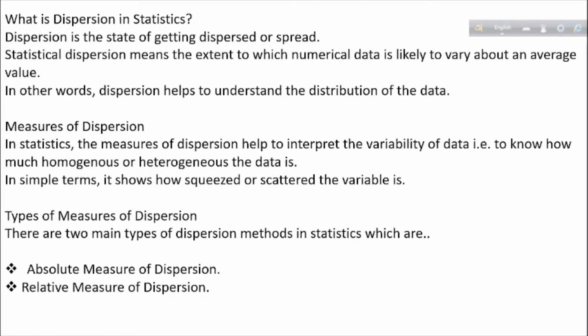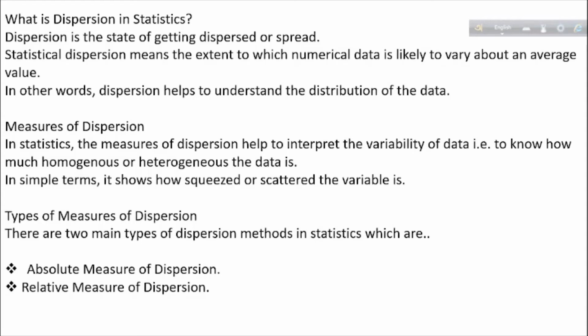Measures of dispersion in statistics. The measures of dispersion help to interpret the variability of data, i.e. to know how homogeneous or heterogeneous the data is. In simple terms, it shows how squeezed or scattered the variable is.